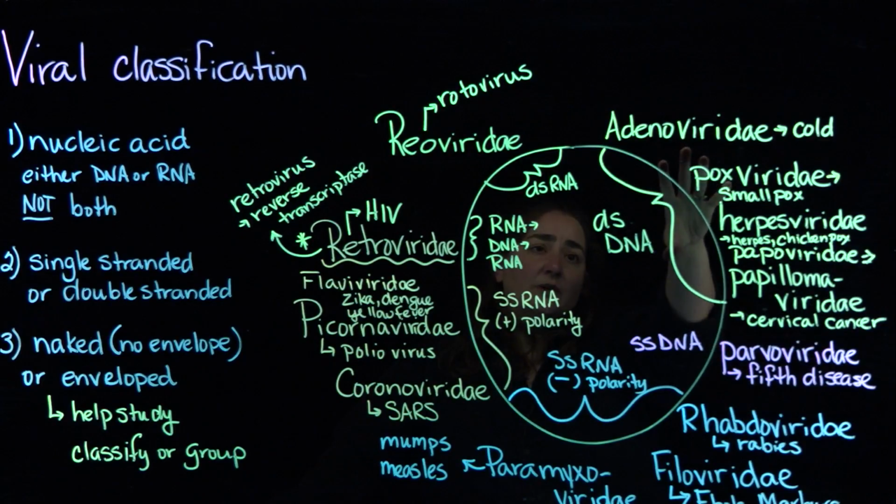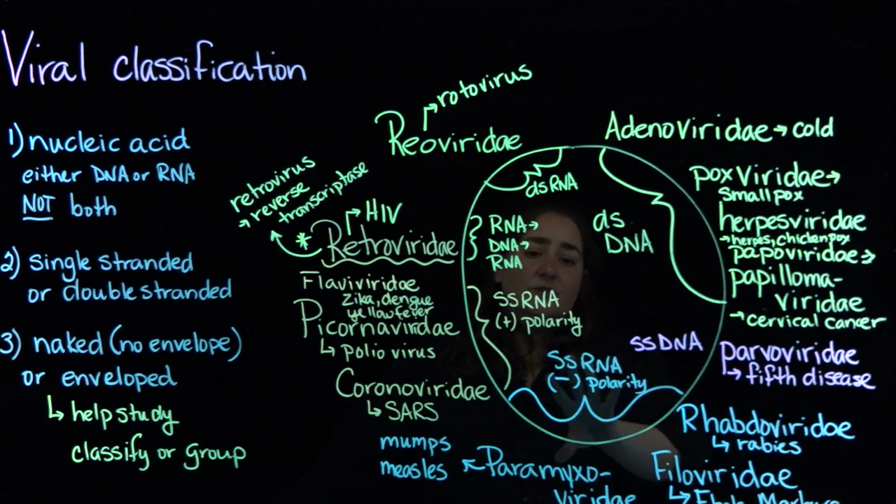Know how they group versus double-stranded, single-stranded classifications, and then figure out whether they're a naked or an enveloped virus, okay? Hopefully that makes sense. If you have any questions, please let me know.